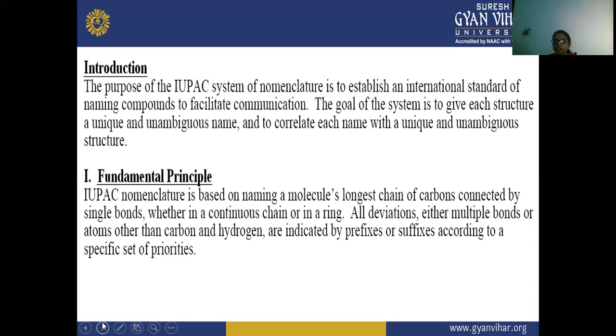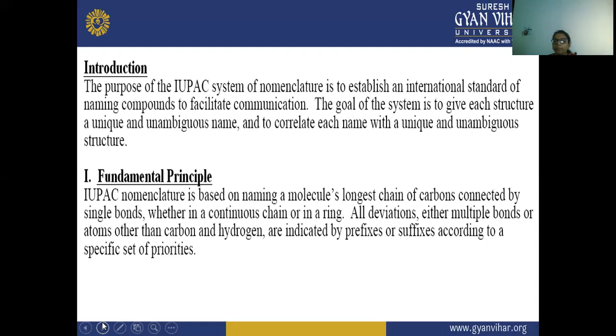In this, the first is your fundamental principle. The IUPAC nomenclature is based on naming the longest chain of carbon connected by single bond, whether in a continuous chain or in a ring or derivation, either multiple bond or atoms other than carbon and hydrogen are indicated by prefixes or suffixes according to a specific set of priority.